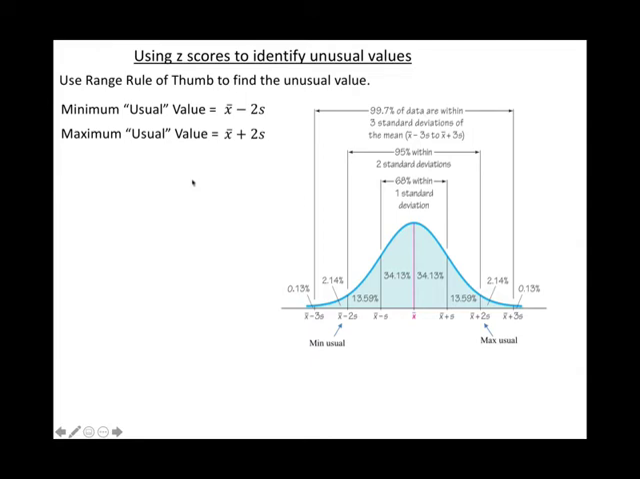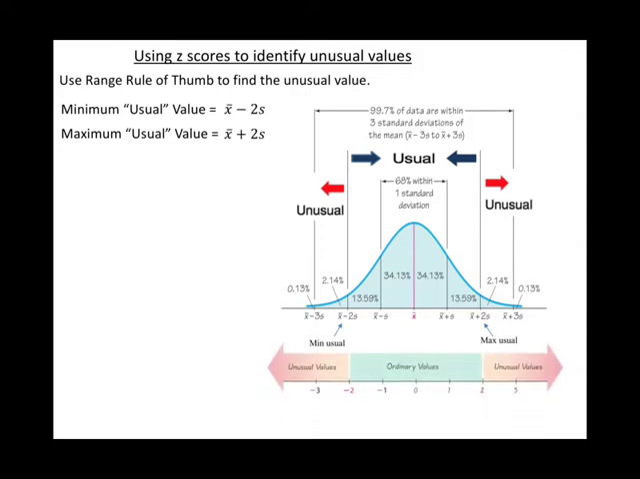So if your x is lying between the minimum usual and maximum usual, we call this your usual value. However, if the value of x is less than the minimum usual, we call this an unusually low number. And if the value of x is greater than the maximum usual, we call this unusually high. Okay, this is what we learned from session 3.2. Now we know how to find the z-score. You can use the z-score to find out if the value of x is going to be usual or unusual.